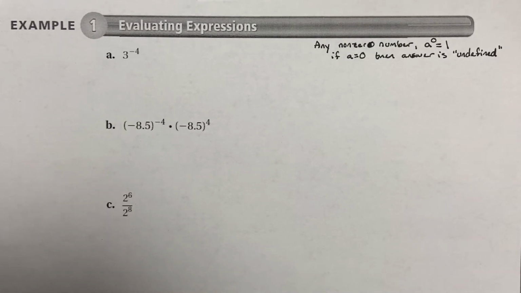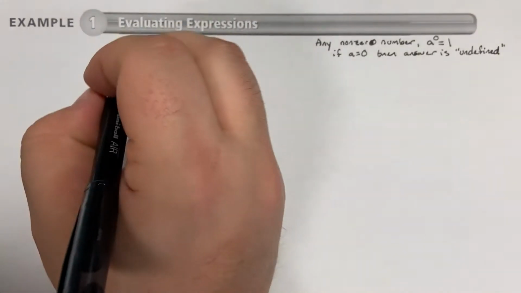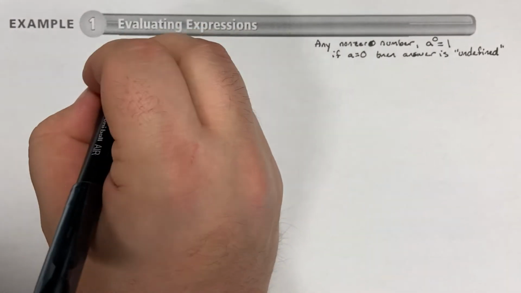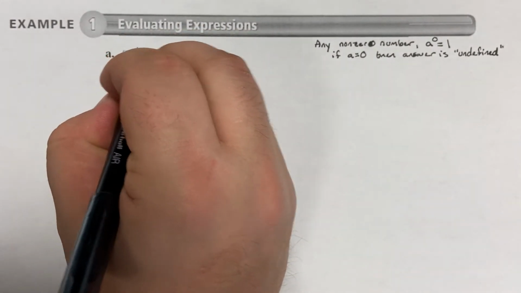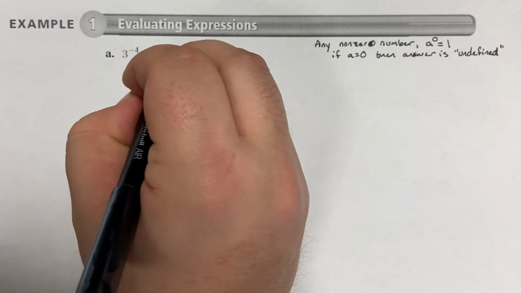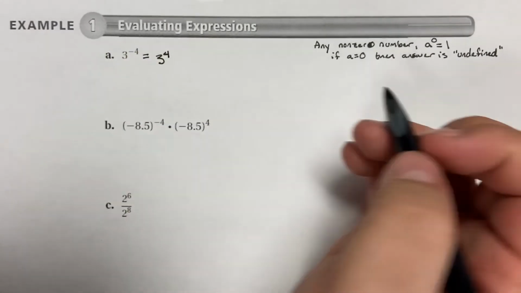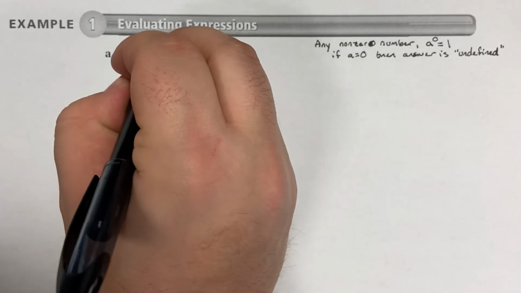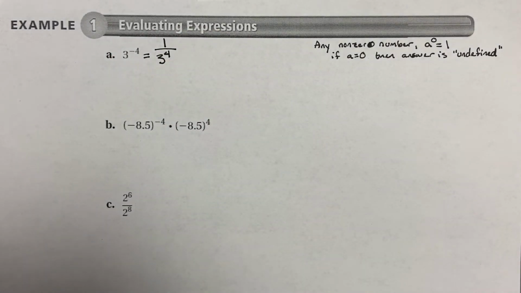The idea of negatives is this. You're actually going to rewrite this as a reciprocal. In other words, if you have a negative exponent, you are going to rewrite it as the same base with the positive exponent, and reciprocal means under 1. We'll find out in a little bit what happens when that negative is already below, but we're not going to worry about that yet.